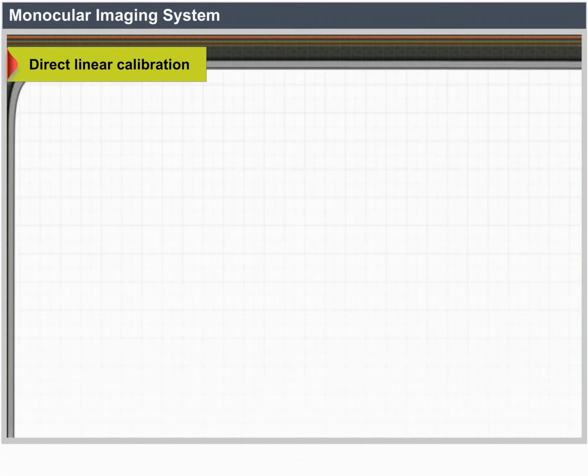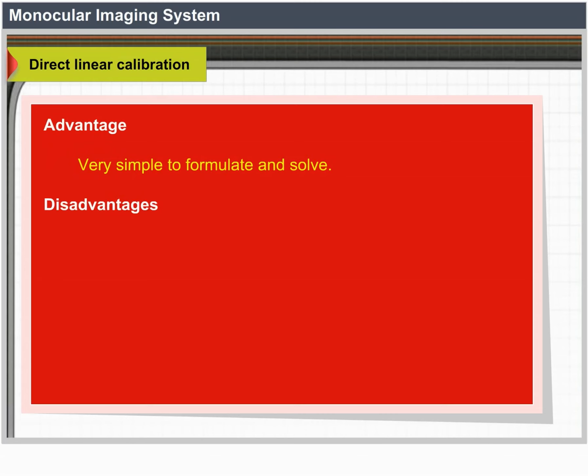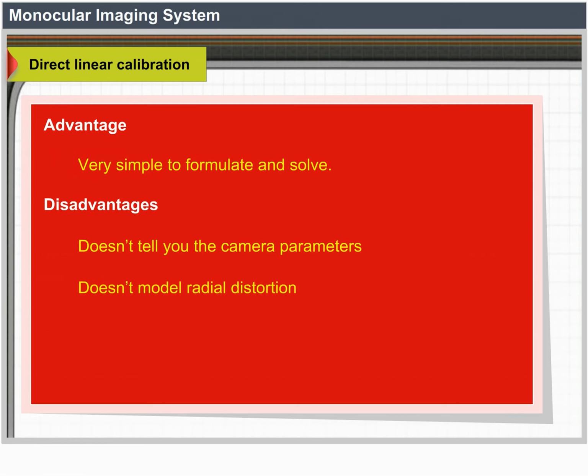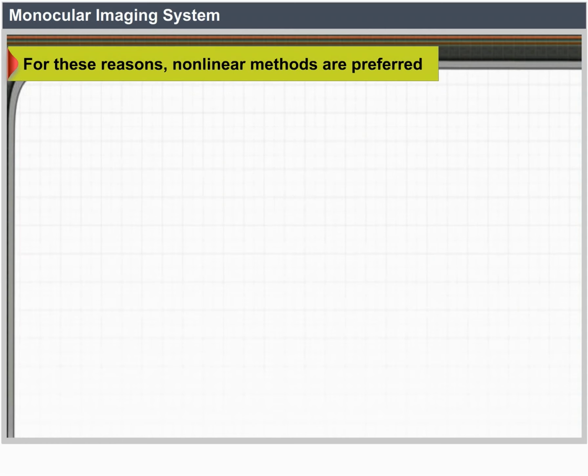Direct linear calibration. Advantage: very simple to formulate and solve. Disadvantages: it doesn't tell you the camera parameters. It doesn't model radial distortion. It is hard to impose constraints, for example, known focal length. It doesn't minimize the right error function. For these reasons, nonlinear methods are preferred.